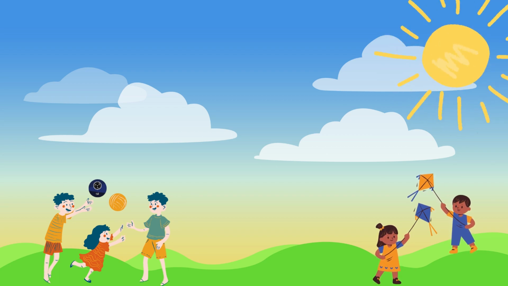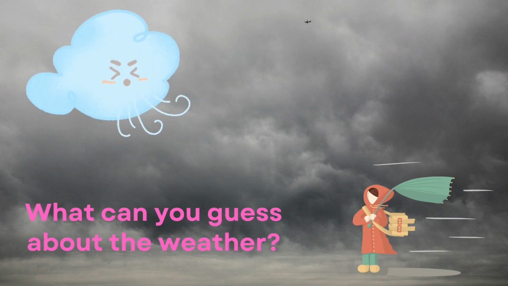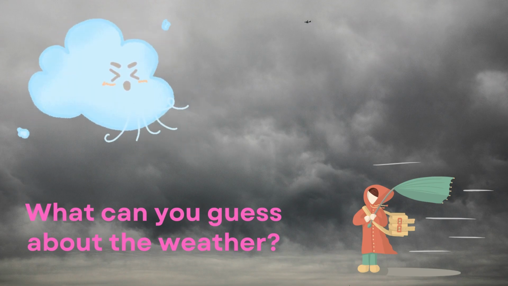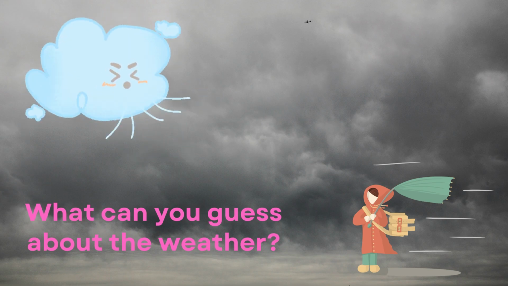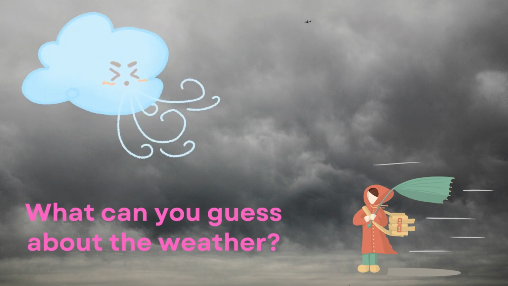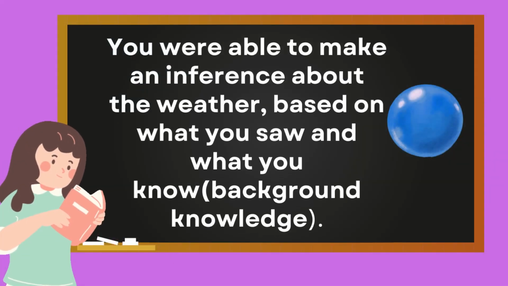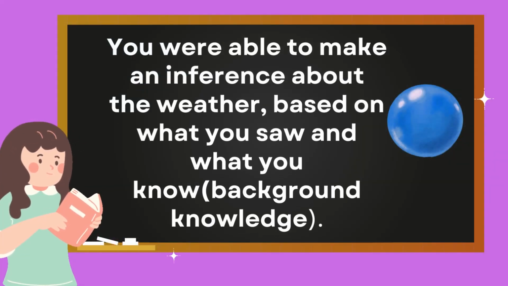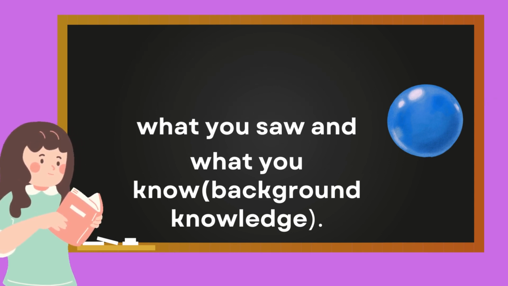Imagine that you are outside playing on a bright sunny day when suddenly the sky turns gray with dark clouds and the wind becomes strong, blowing the trees roughly. Based on what you see and what you know about the weather, what guess or inference can you make? If you guessed that there is likely a storm coming, you guessed right. You were able to make that inference based on what you saw combined with your background knowledge of the weather.